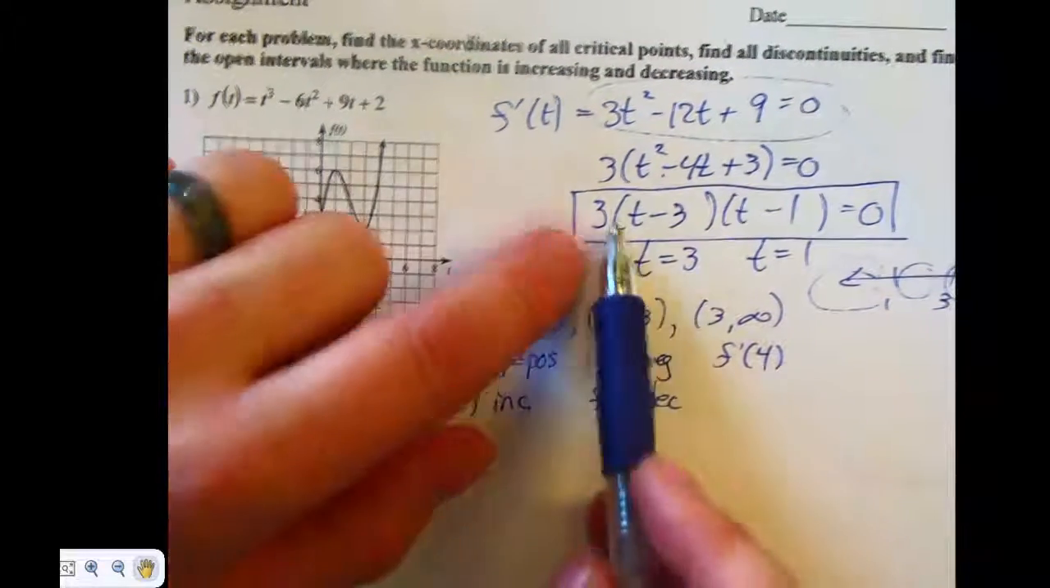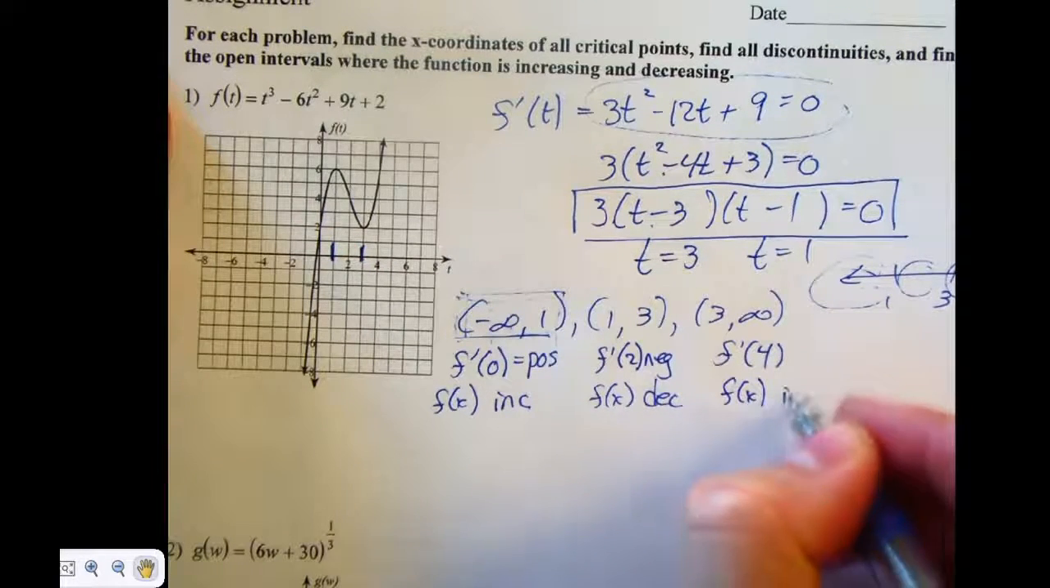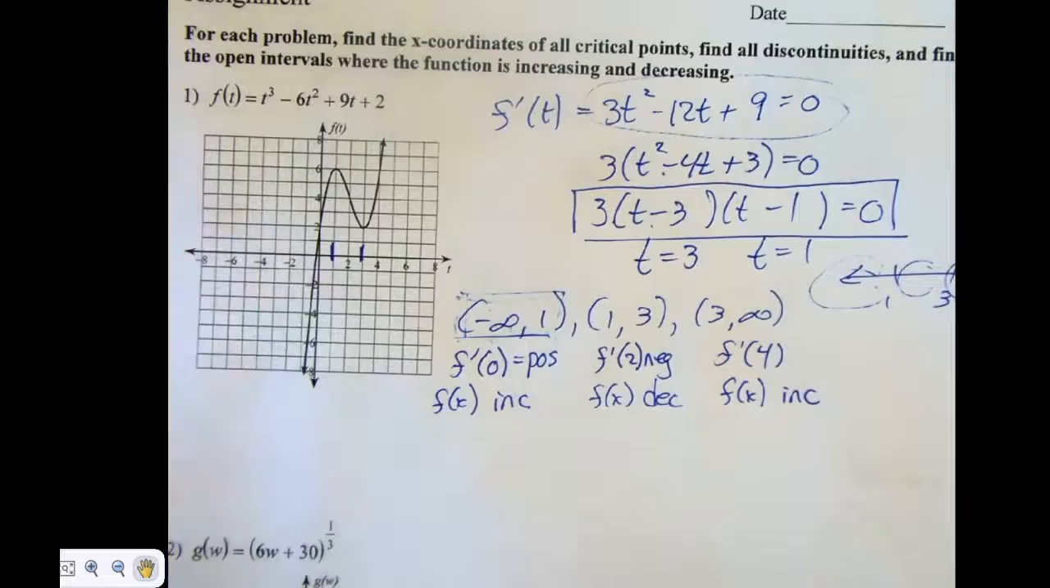So if I plug in 4, that's positive, that's positive, that's positive. f of x is increasing. So you have basically answered the question.